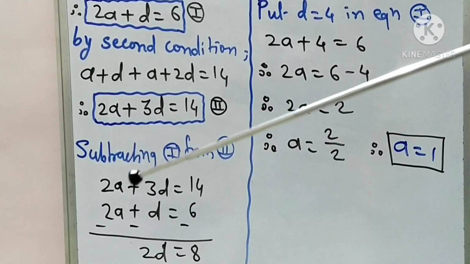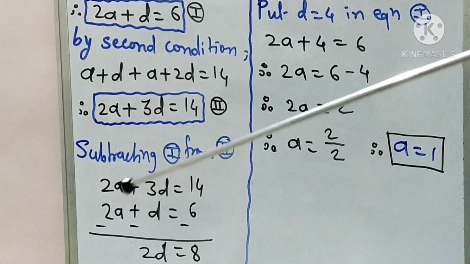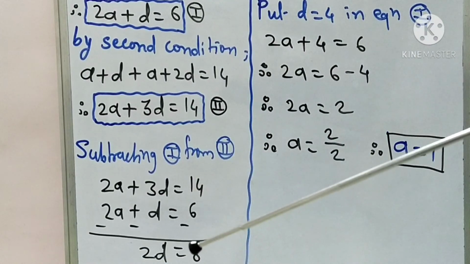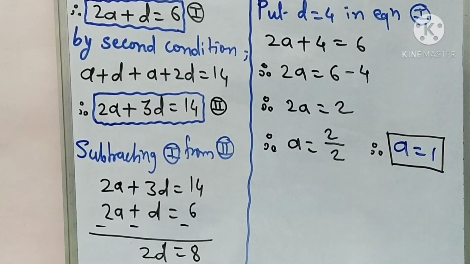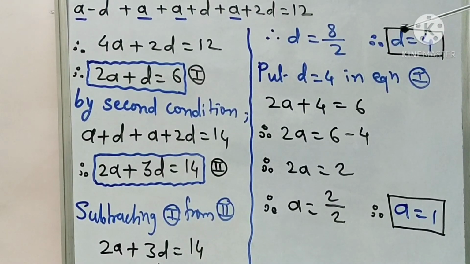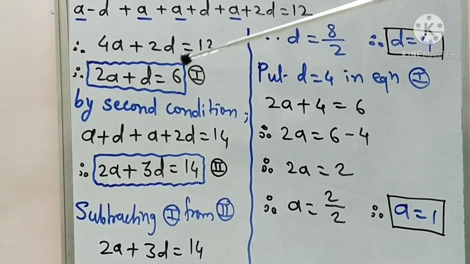According to that subtraction, we change the sign, and here 2a eliminates. 3d minus d is 2d, equal to 14 minus 6, which is 8. Therefore the value of d is equal to 8 upon 2, and by division we get d as 4. Okay, then we put the value of d as 4 in equation 1.